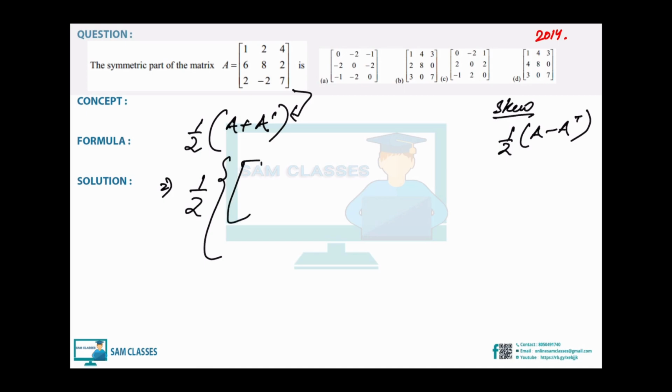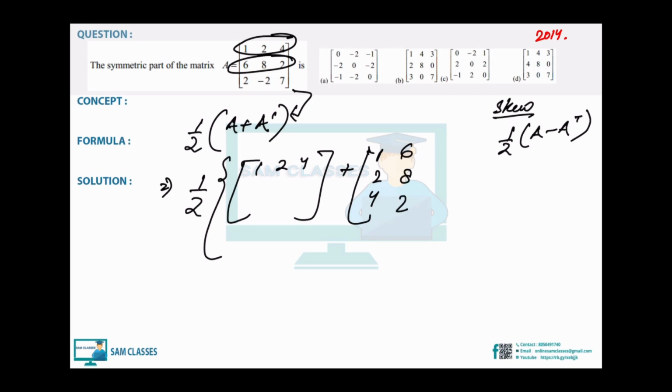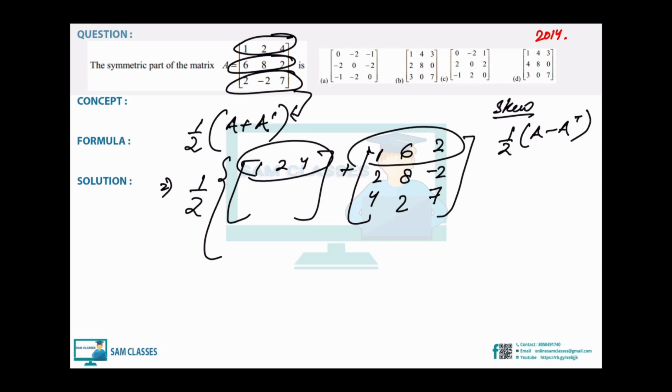So we won't solve the whole thing. Let's take this 1, 2, 4. And transpose of this, I know this will become the first row 1, 2, 4. This will become the second row 6, 8, 2. And this will become the third row 2, minus 2 and 7. So I'll just add this and this, and I'll be done with that.